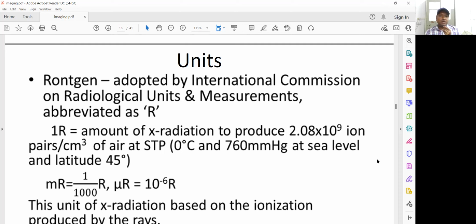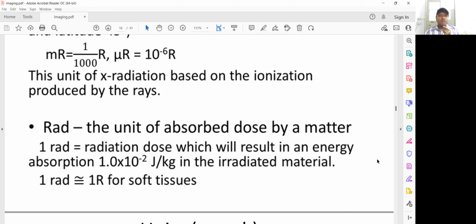The second one is the rad, the unit of absorbed dose by matter. One rad is the radiation dose which results in an energy absorption of 1 into 10 to the power minus 2 joule per kg in the irradiated material. So 1 rad is approximately equal to 1 Röntgen for soft tissues.